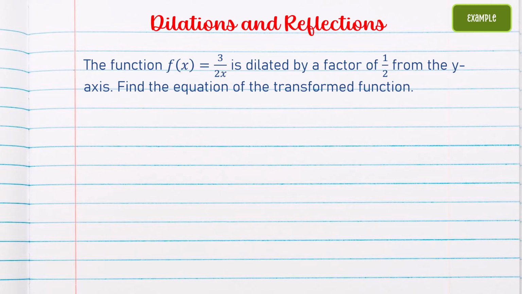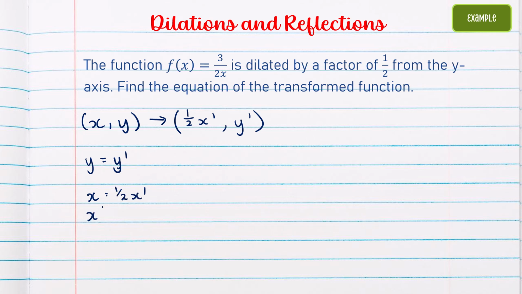Now, in terms of applying these dilation factors, we're going to follow those same steps we did before. Okay, so I've got my original xy coordinates, and they're being mapped. Because we're dilating from the y-axis, we're going to map them to our x prime. So that's going to be half x prime, y prime, because the y is untouched in this case. That means y is equal to y prime, that stays untouched, and then x is equal to half x prime, which means x prime is equal to 2x.